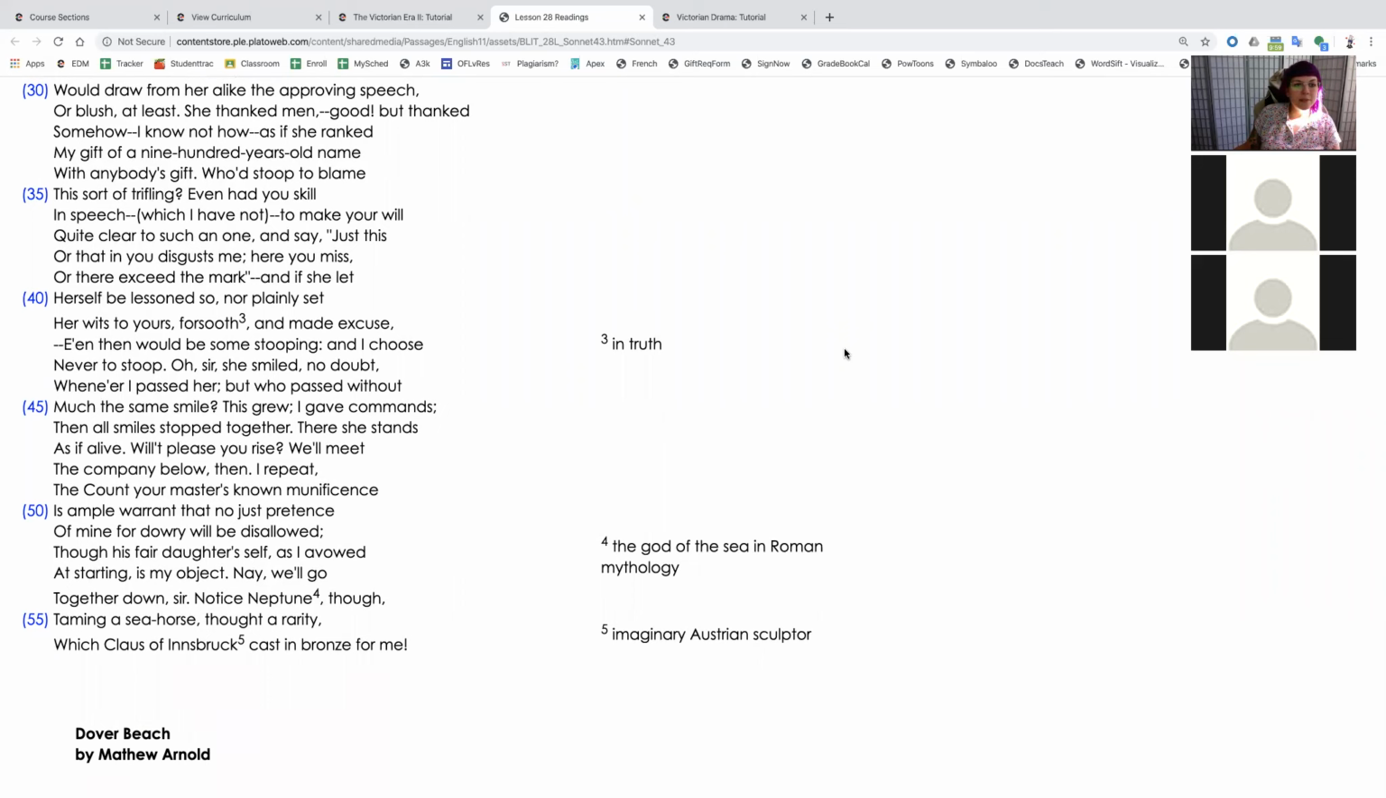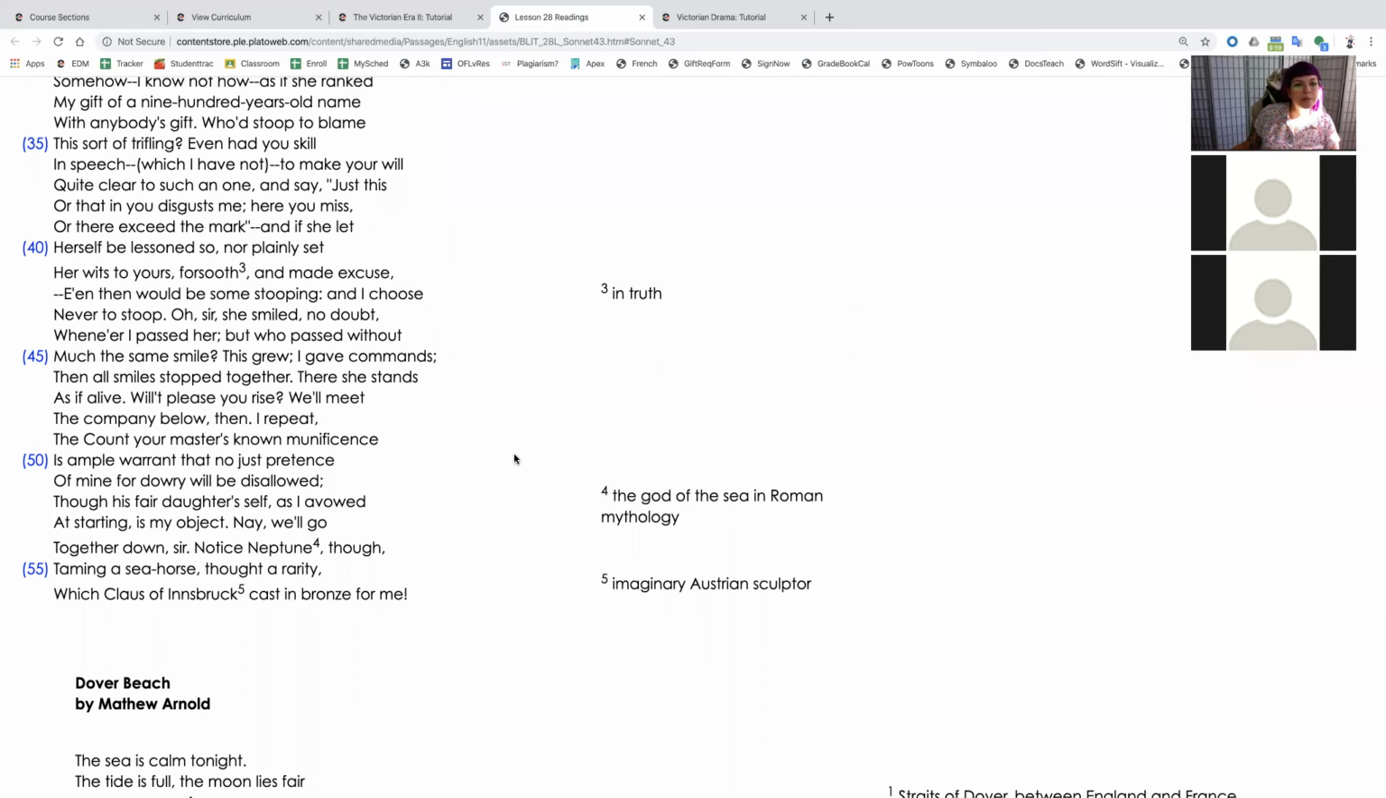Even had you skill in speech, which I have not, to make your will quite clear to such a one, and say, just this or that in you disgusts me. Here you miss, or there exceed the mark. And if she let herself be lessoned so, nor plainly set her wits to yours, forsooth, and made excuse, even then would be some stooping, and I choose never to stoop.